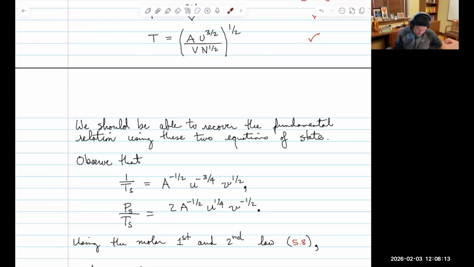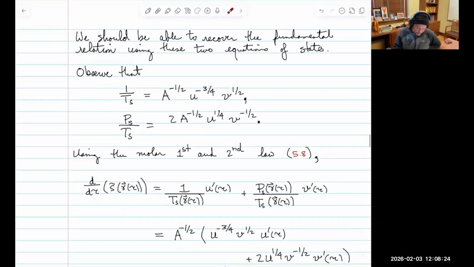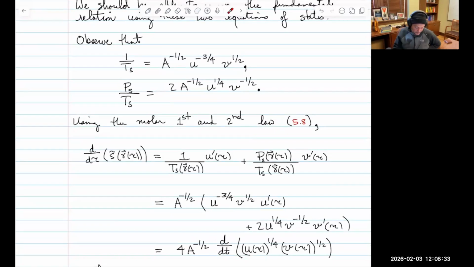And do the same with P over T. Why do I need P over T? Because that's the term that appears in my first and second law of thermodynamics in differential form. So there's the first and second law. It's the molar version, differential form, first and second law of thermodynamics. Okay. Now I have an expression for this term, and I have an expression for this term.